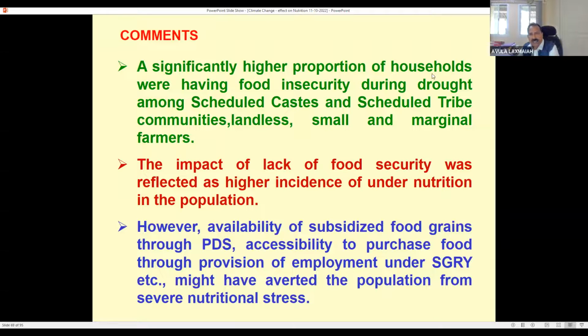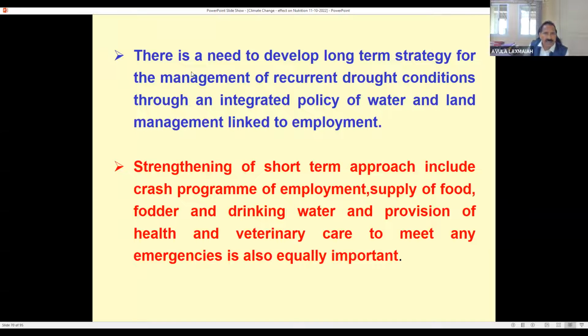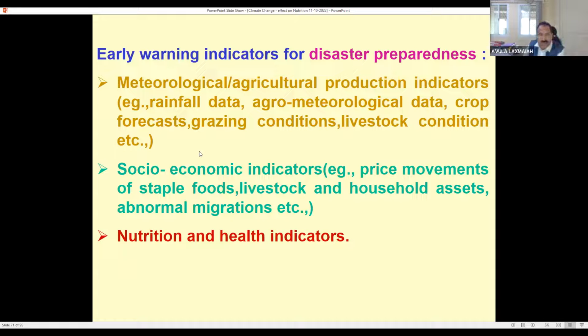So the comments are: a significantly high proportion of households had food insecurity during drought, especially among scheduled castes and scheduled tribes. The impact of lack of food security was reflected as a higher incidence of undernutrition. However, availability of subsidized food grains through PDS, and accessibility to purchase of food through provision of employment under SGRY, might have averted the population from severe nutritional stress like deaths and other things. There is a need to develop a long-term strategy for management of recurrent drought conditions through an integrated policy of water and land management linked to employment. Strengthening of short-term approaches, including cash programs of employment, supply of food, fodder, drinking water, and provision of health and veterinary care to meet emergencies, is also equally important. These are the recommendations we have made, and we have shared them with the ministry and the government.